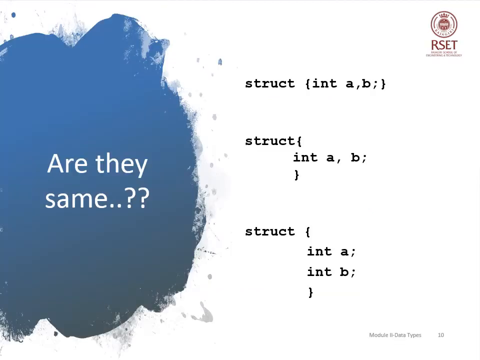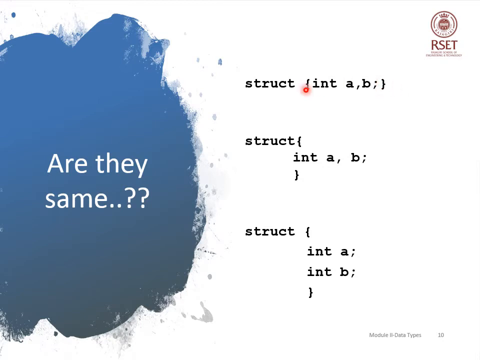Now let's talk about structural equivalence. In the slide you can see 3 different ways of defining a structure. This structure has 2 data members A and B, both of them are int. It appears to be the same. All the declarations are the same, but some languages do not allow the difference in the structure.